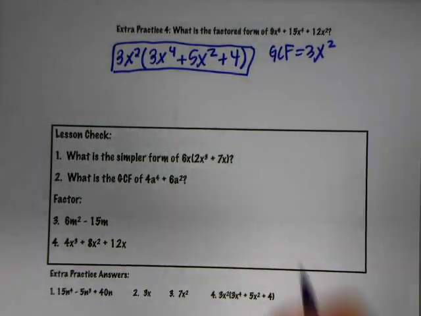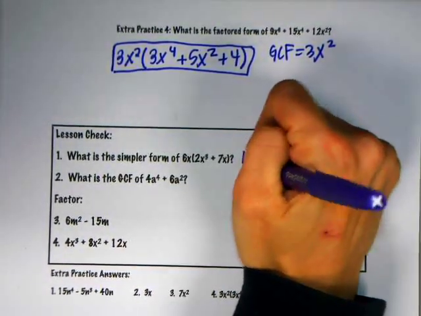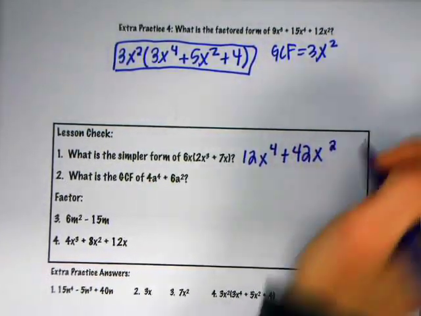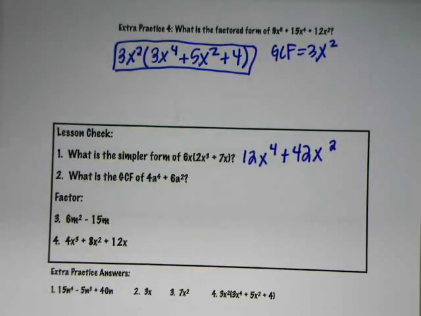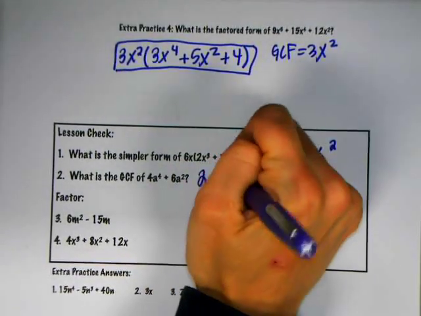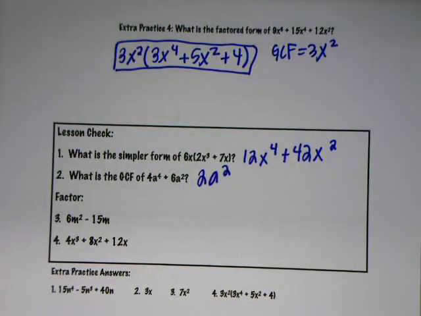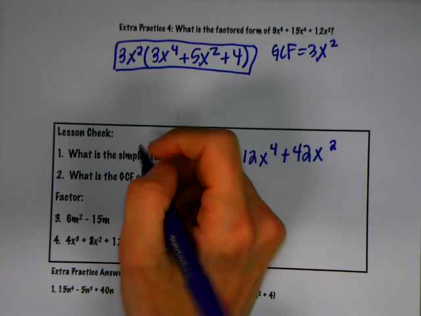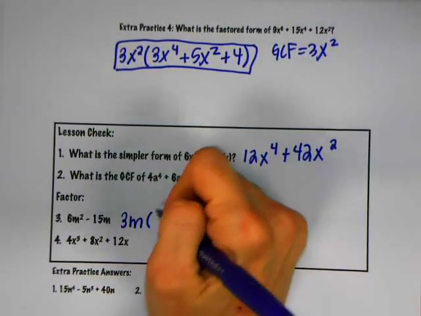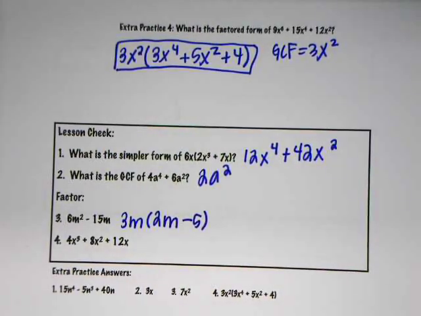All right, guys. What do you get when you distribute that 6x? 12x. Yep. Okay, what about number 2? GCF is 2a squared. Yep, 2a squared. Okay, and then factoring. So what's my GCF of number 3? 3m. Yep, and then what's left on the inside? 2m minus 5. Yep. That's it.